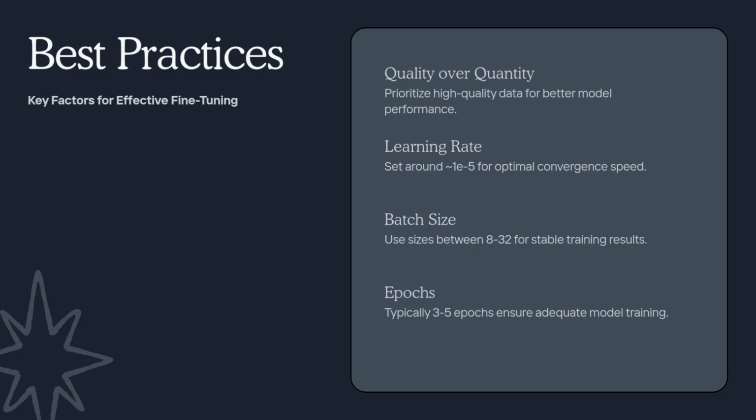But a model is only as good as its data. For best practices, always prioritize quality over quantity. Curate focused datasets, clean out the noise, and use an 80-20 split for training and validation. When it comes to hyperparameters, start with a low learning rate to avoid overriding what the model already knows, and keep your epochs between 3 and 5.